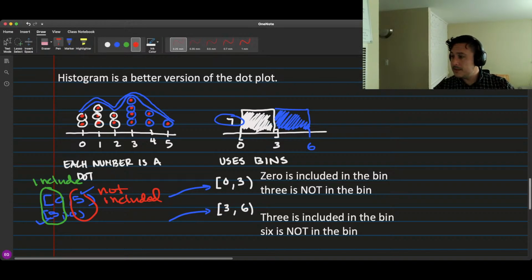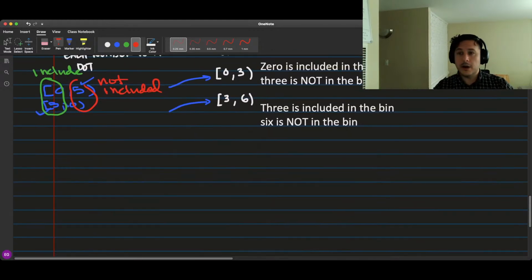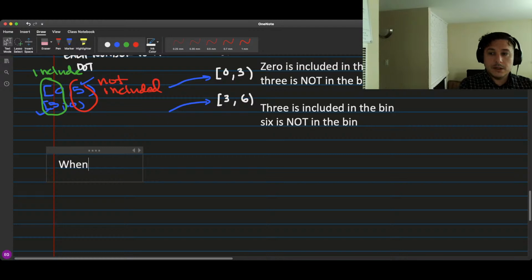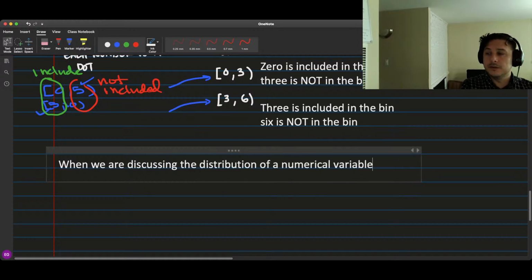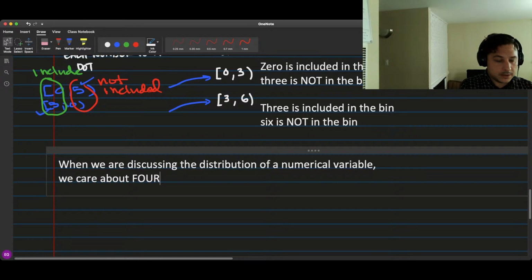So now would be a good time to tell you, what are all the things that we care about when it comes to distributions? When we are discussing the distribution of a numerical variable, we care about 4 properties of the distribution. And we actually care about these properties in a particular order.